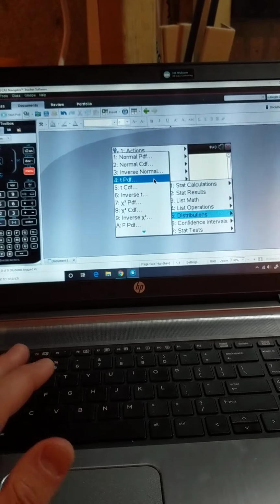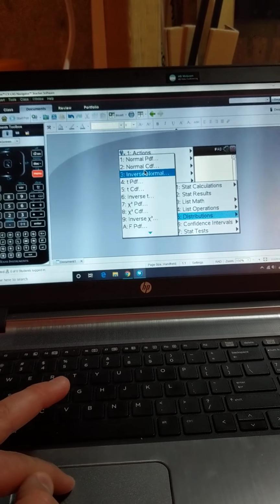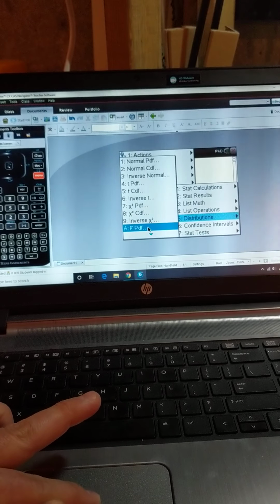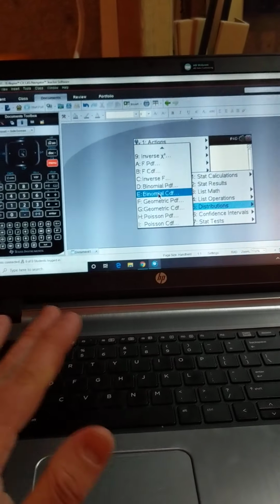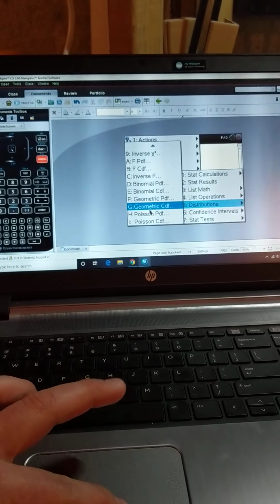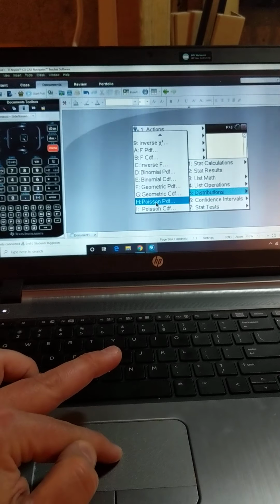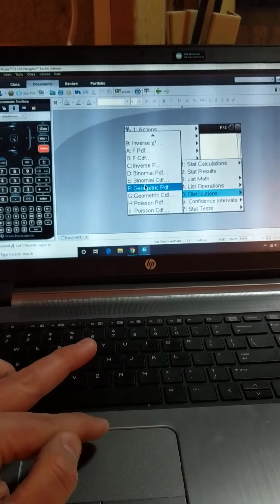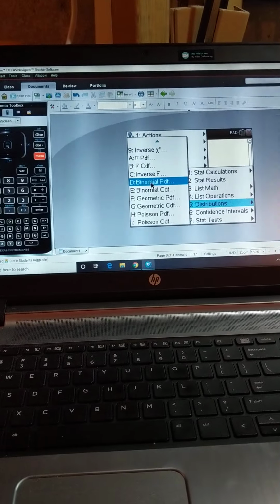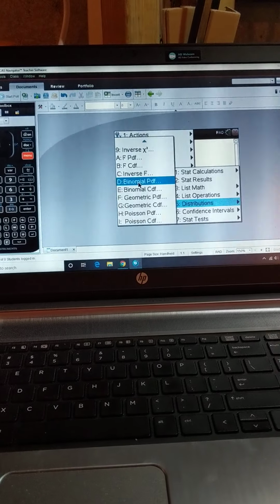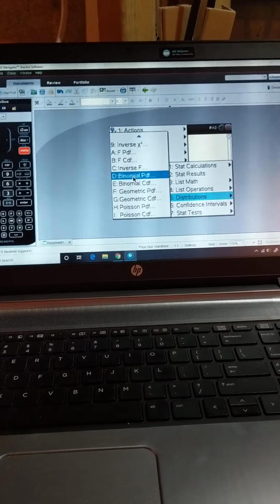So if I want to find any probabilities using the normal distribution, which is right here, or if I scroll down, I have the binomial distribution, which is the only distribution we're working with, the geometric, and the Poisson distribution, which we'll be getting to those next week and the week after. Now what we have here is binomial PDF and binomial CDF. Now PDF is when we have one type of success. CDF is when we want a range of successes.